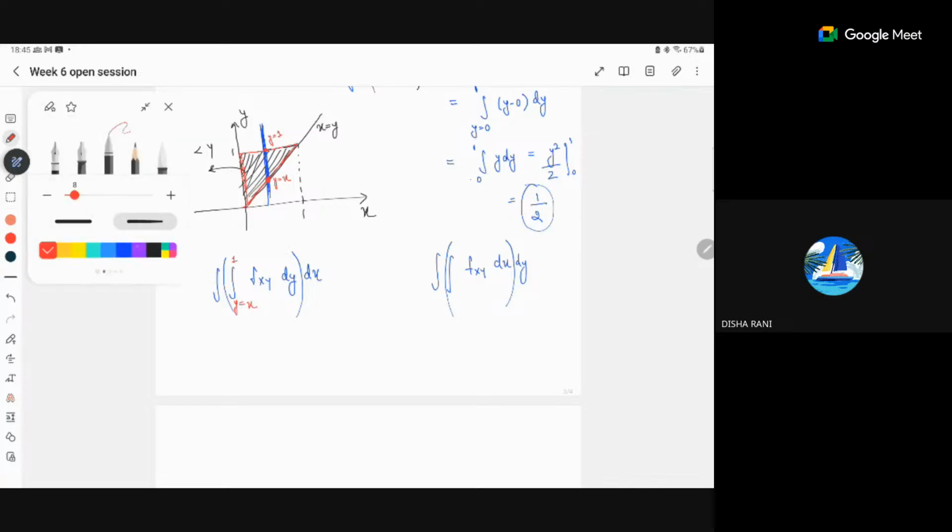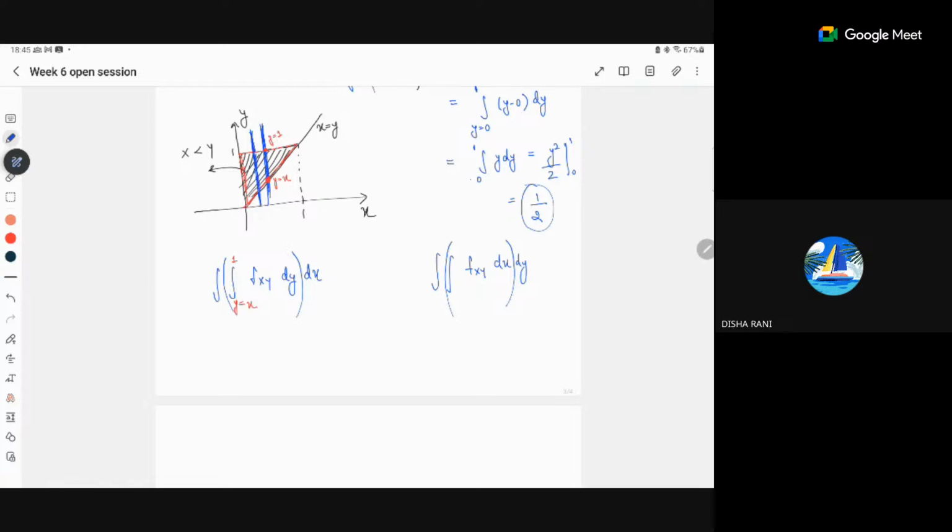So any vertical strip you draw, you see the lower limit of y is starting from this point on this line, which is y is equal to x. So the lower limit would be x and the upper limit would be 1. Okay. And now since we have fixed our limit for y over here, I can see that x is simply lying between 0 to 1. Okay.